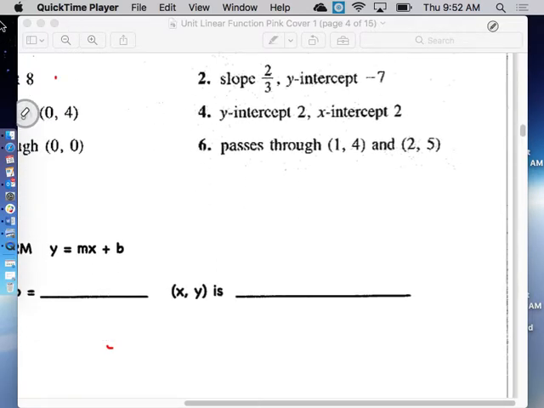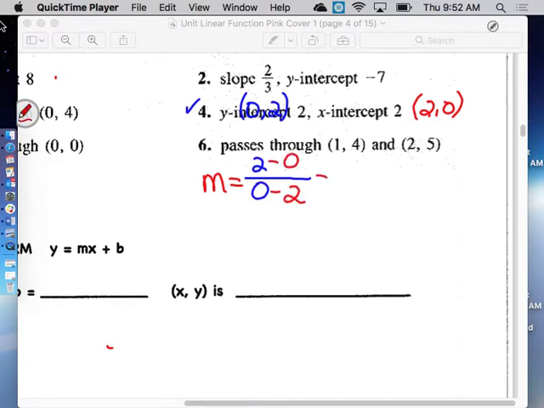Let's look at a problem like number 4. If the y-intercept is 2 and the x-intercept is 2, well, the y-intercept being 2 is the ordered pair 0, 2. The x-intercept being 2 is the point 2, 0. So I would need to determine what the slope of that line is. I'm going to start with the blue point. So I would have 2, and then I would subtract 0 and subtract 2. So that means that my slope is going to be 2 over negative 2, or negative 1.